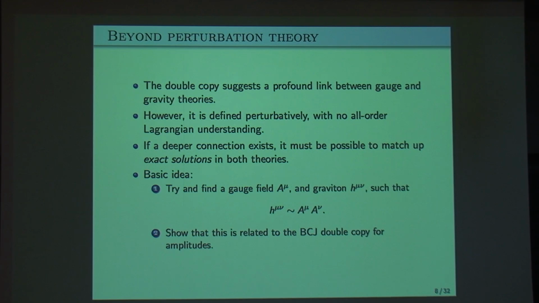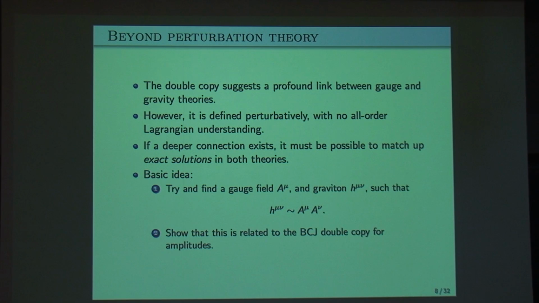So the double copy suggests, if it's true, a very profound link between gauge and gravity theories. These are two completely different theories with very different applications in terms of what they're useful for and what experiments they can be tested in. So the fact those two are related is very nice indeed. However, all of the statements of the double copy up to now are purely perturbative. So it's been defined, as I wrote down, for perturbative amplitudes. And there's no, as yet, all-order Lagrangian understanding or non-perturbative understanding of where this thing might be coming from.